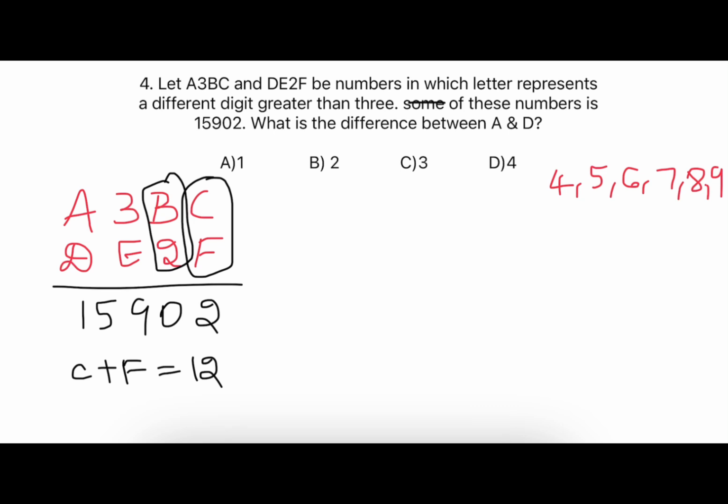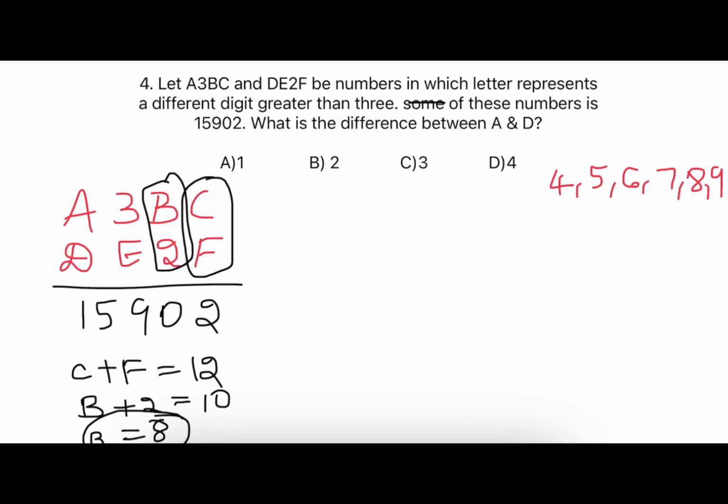Now B plus 2 must be 10, right? So that is why the 0 digit has come over there. Therefore, the value of B is equal to 8. So one value we have got. One of the values is already there.